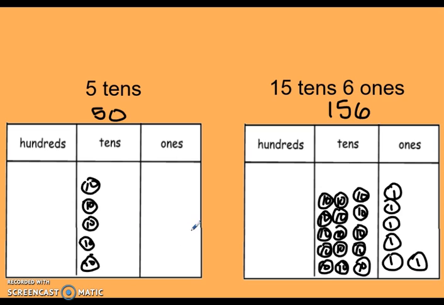So now, let's compare these two numbers. Here, I only have 5 tens. Here, I have 15 tens. 15 tens is more than 5 tens, so my 5 tens is less than my 15 tens and 6 ones. If I look at my numbers, the same thing. 50 has only 2 digits. 156 actually has 3 digits. So, again, 50 is less than 156.